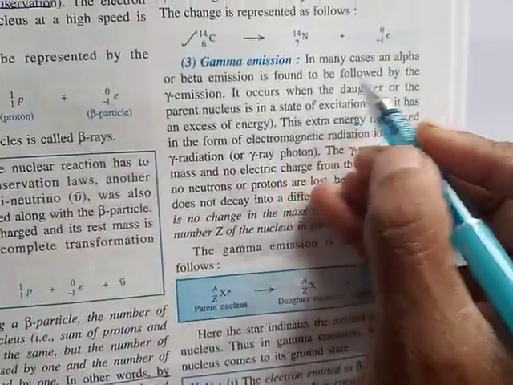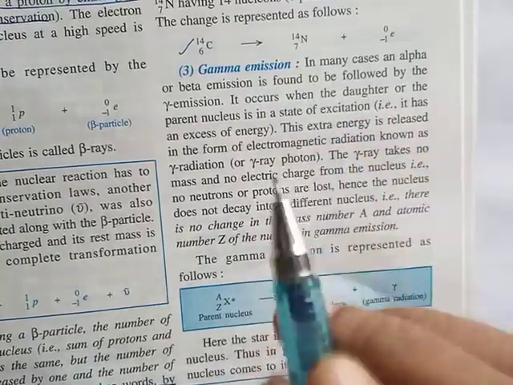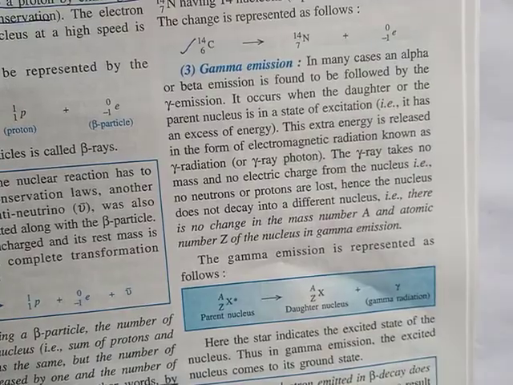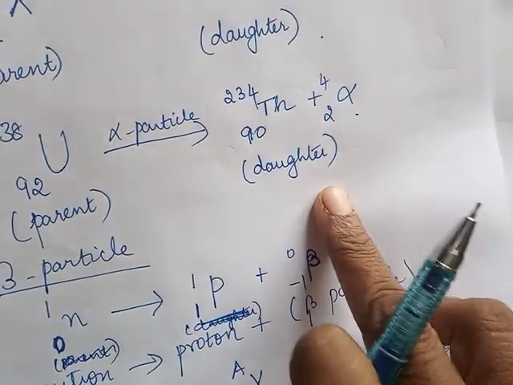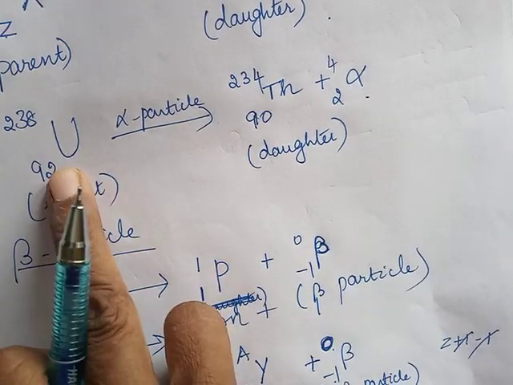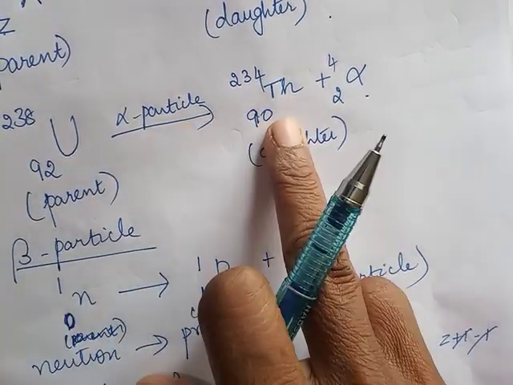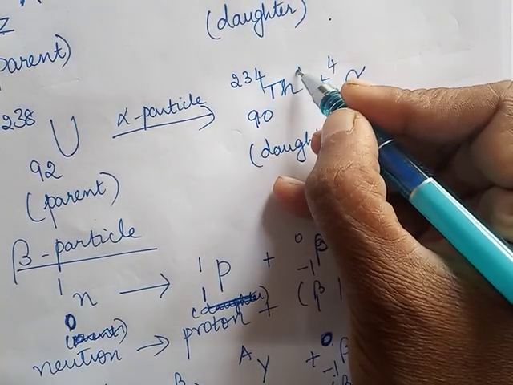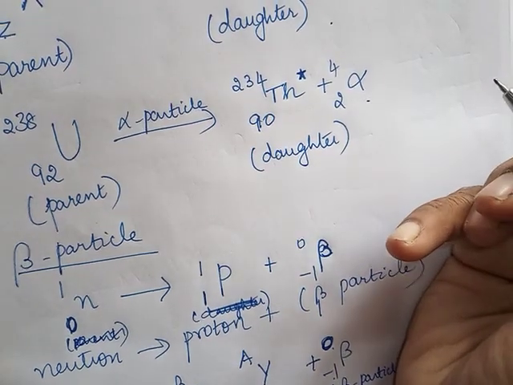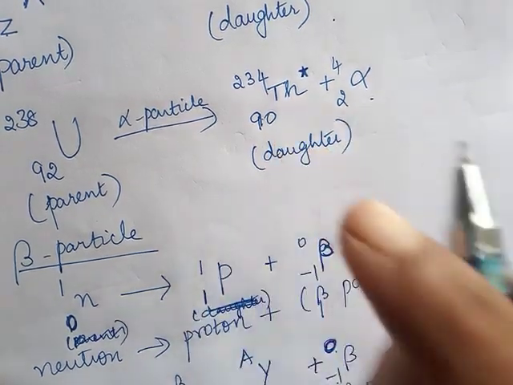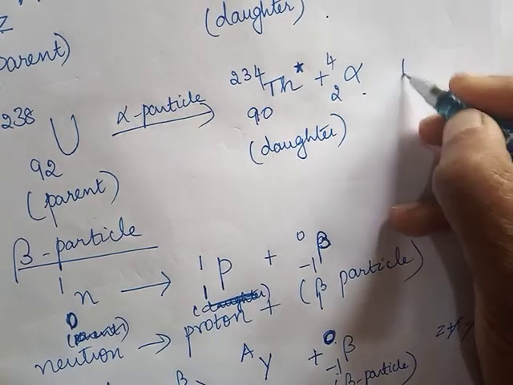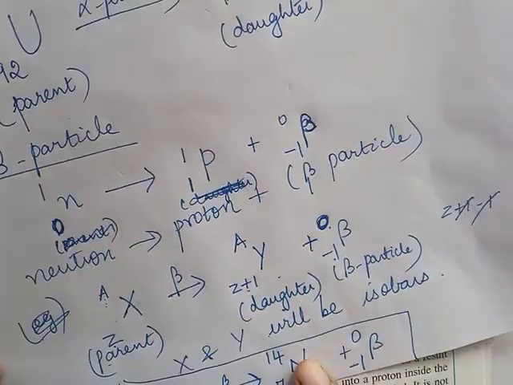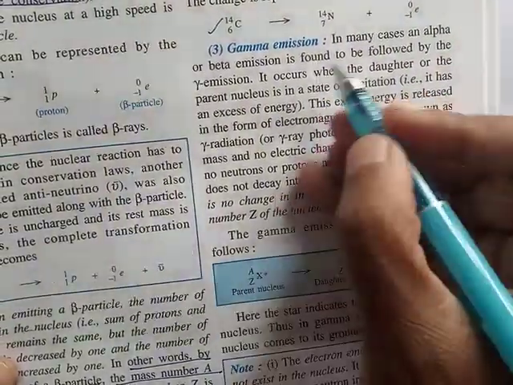Coming to gamma radiation, generally after an alpha or a beta emission happens, this nucleus, suppose you take this reaction, uranium changing into thorium by emitting an alpha particle. After emitting this alpha particle, this will be in an excited state. So immediately it will also emit some gamma radiation. Same way here also. So that is the conclusion.